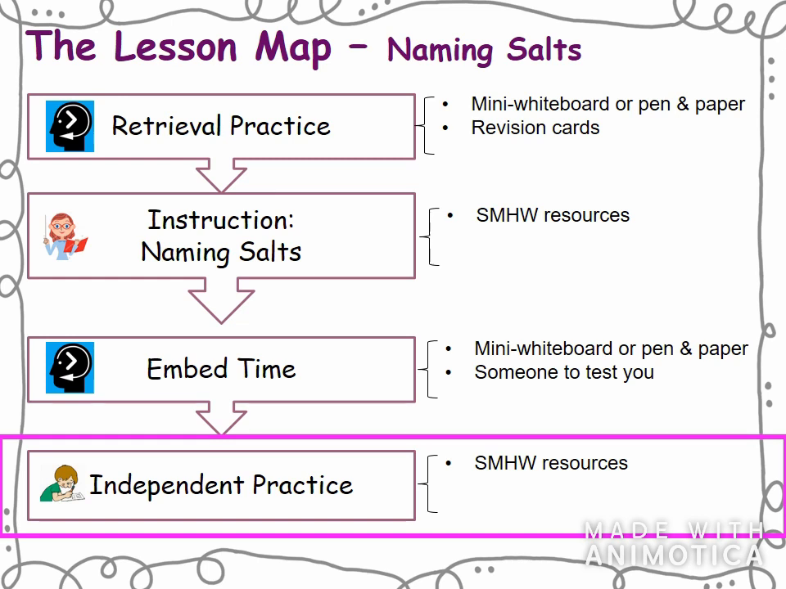Finally, it's time for you to have a go at some practice questions. The slot questions are attached to Show My Homework. If you are unable to access these, they will appear at the end of this video. Please ensure these questions are completed, ready for the next lesson.